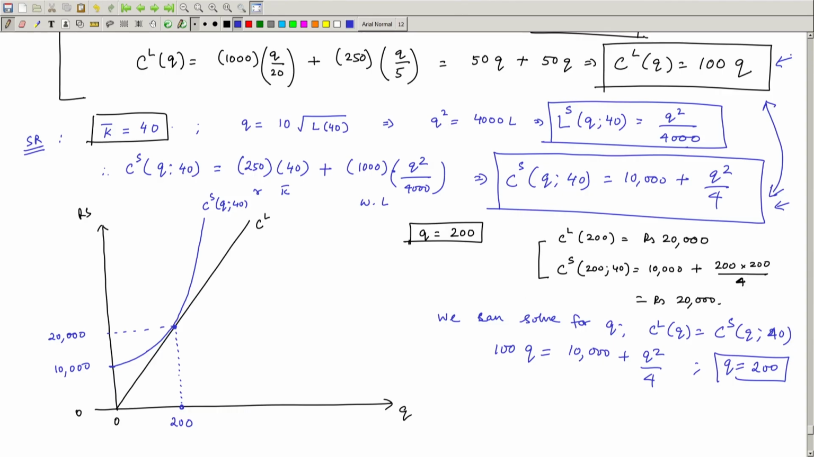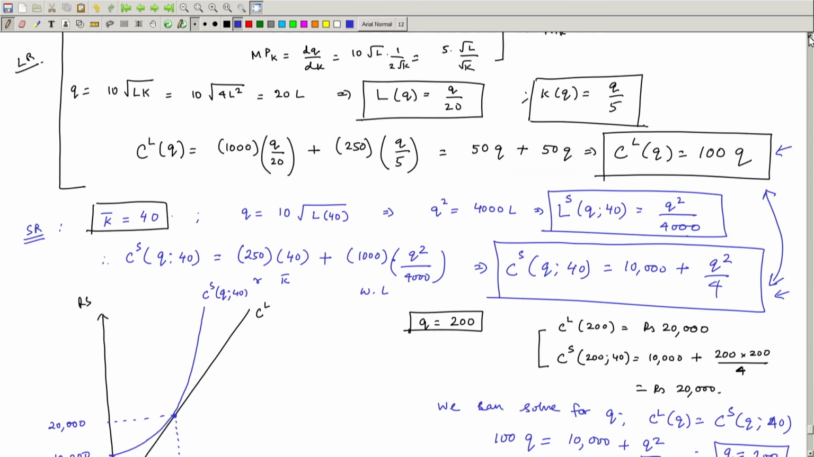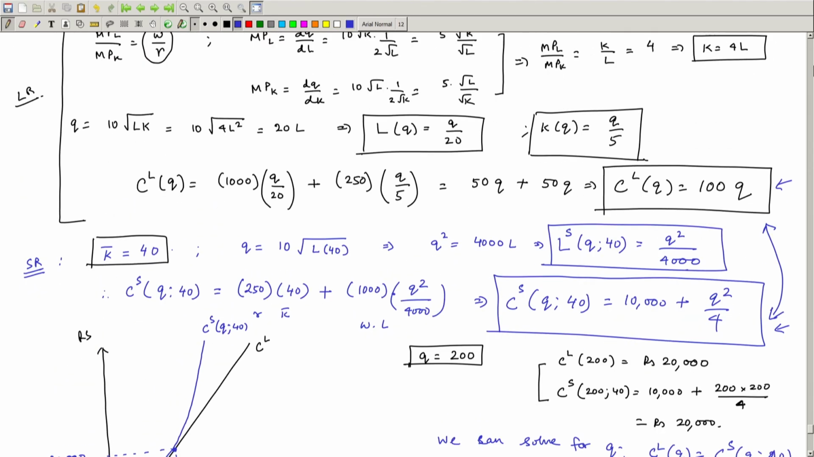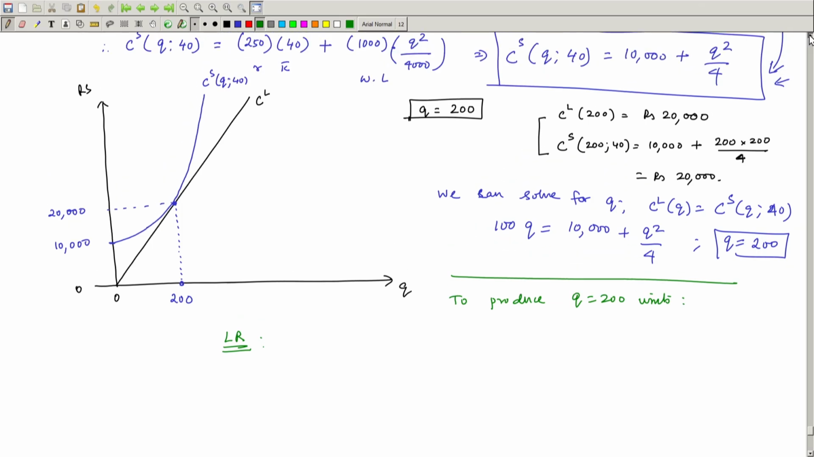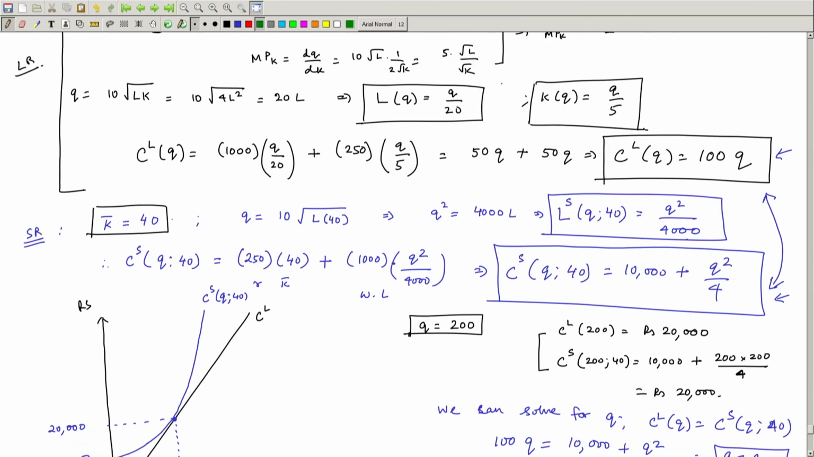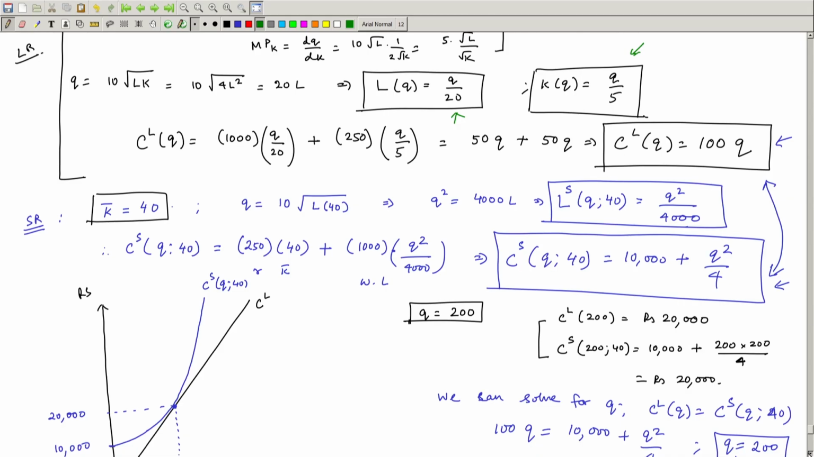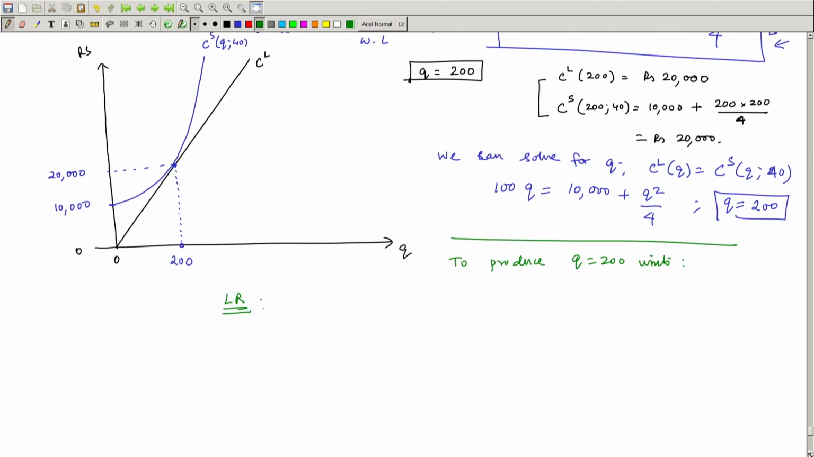But notice, there is something hidden here, and we can now see that more clearly. What is so particular about Q equal to 200 is this: to produce Q equals 200 units, let us ask, in the long run, what is the amount of labor and the amount of capital that you will use? Well, the amount of labor is going to be denoted by Q upon 20, whereas the amount of capital is going to be denoted by Q upon 5. In particular, I will have 200 upon 20.